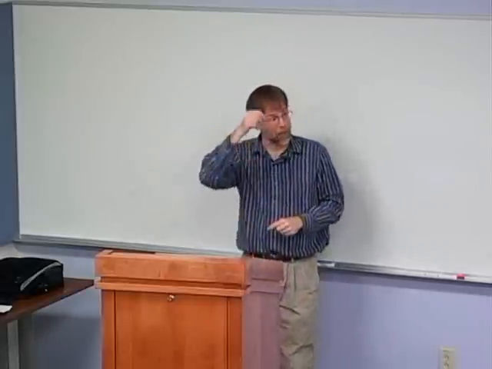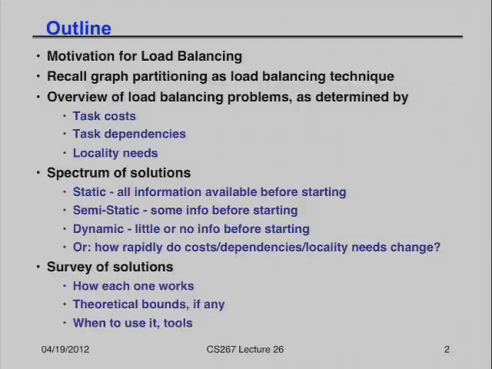So there's going to be a spectrum of solutions depending on when you have all the information you're going to get. The easiest case is the static case where you know everything ahead of time. As I mentioned before, we talked about graph partitioning a lot before, so that's the static case. There's the semi-static case, where you have some information before starting, but a lot of it only happens when you start up the task. At that point, you know what the costs are. And then the most interesting case, which I'll spend most of my time on, is where you know nothing until the program is running.